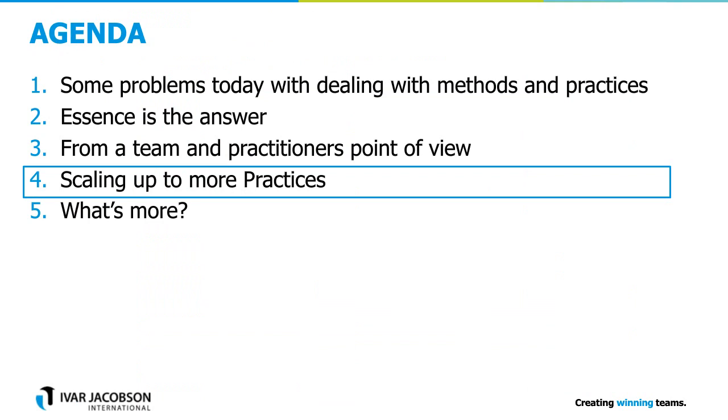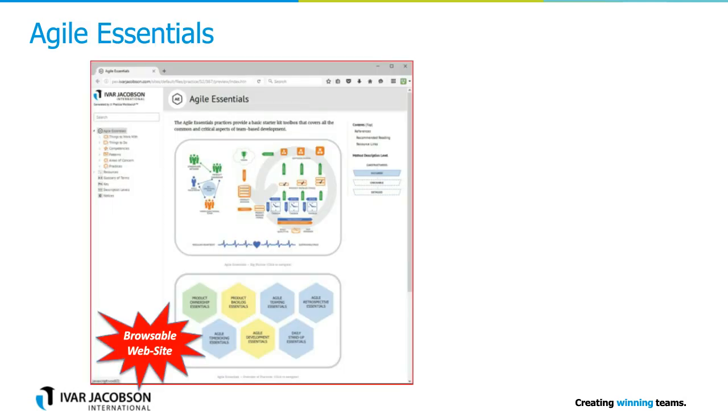So now I'd like to show you that we have worked a lot by scaling it up. But I have to be very quick now. So just to give you the feeling, we have developed, and we have on our website, a set of practices which we call Agile Essentials. They are all described in this way. There are seven of them. You can go there and browse them and see how they work. We are working right now on a new portal that will make it very easy to get into the system and understand it.